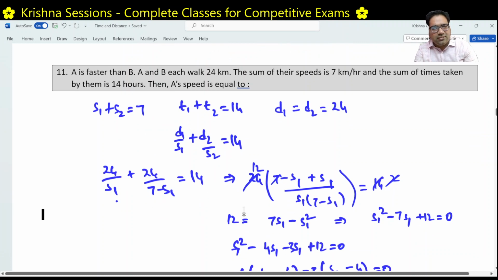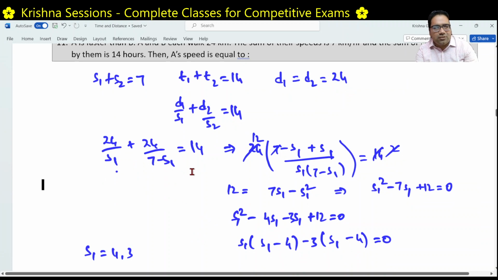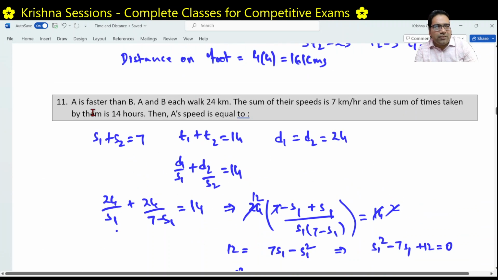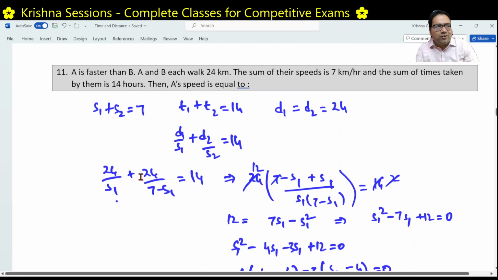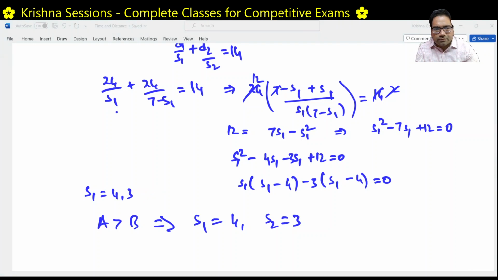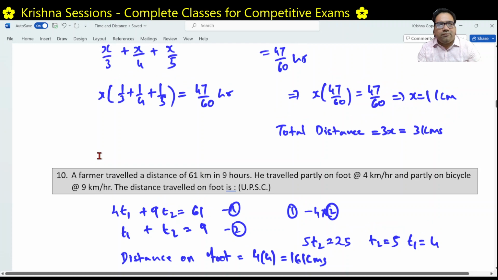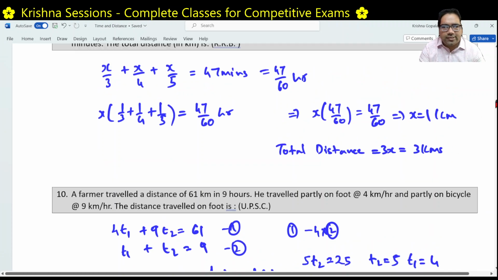Then we simplified this and we got two solutions. S1 has got two answers. If it was not given that A is faster than B, then we could have chosen either one of them as 4 and 3. But here it is given A is faster than B. So that means A has to be 4 and B has to be 3. Right? Hope you understood these problems. We'll pick up more problems in the next session.